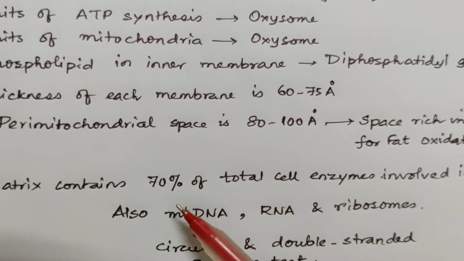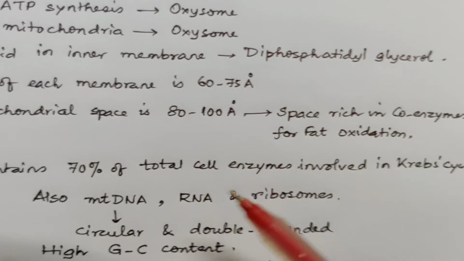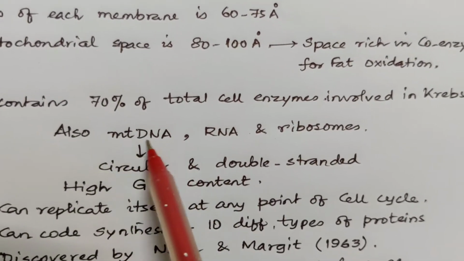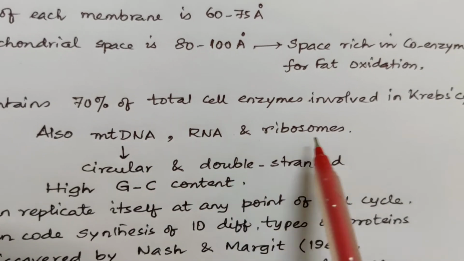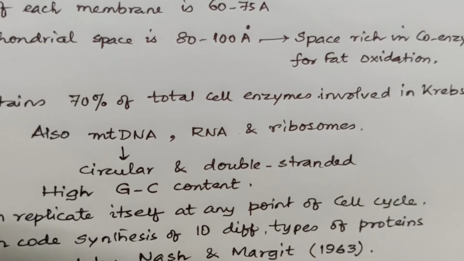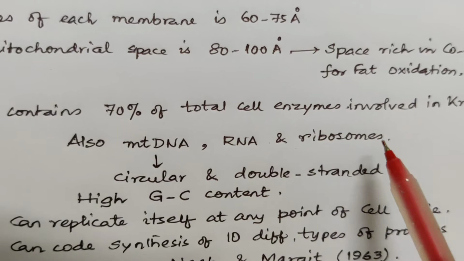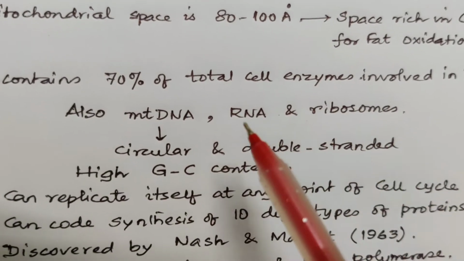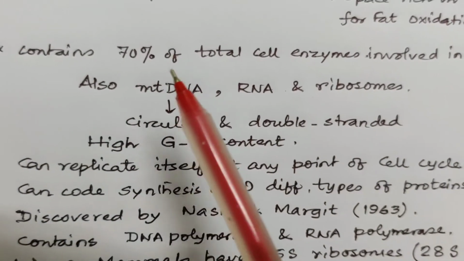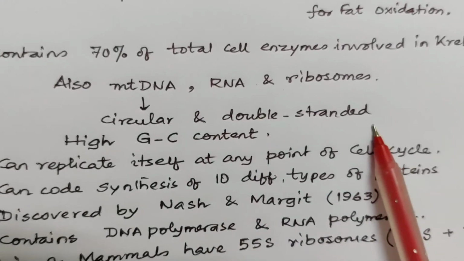The matrix of mitochondria contains 70% of the total cell enzymes involved in the Krebs cycle. Mitochondria also contain mitoDNA, RNA and ribosomes, known as mitoribosomes. In organisms other than mammals, the mitoribosomes are usually 70S. But in the case of mammals, we will come to it later. Let's first finish this. So mtDNA, mitochondrial DNA, is circular and double-stranded.